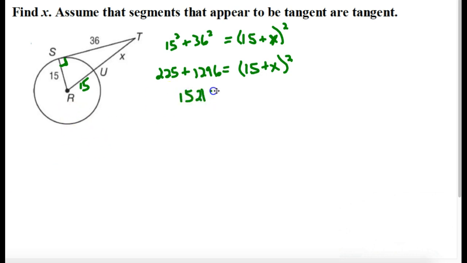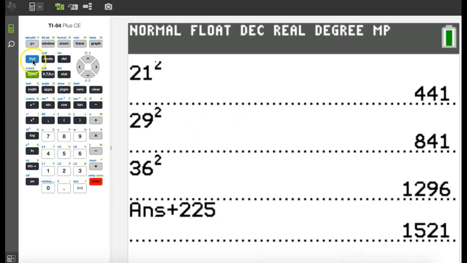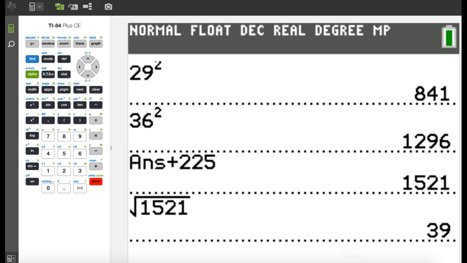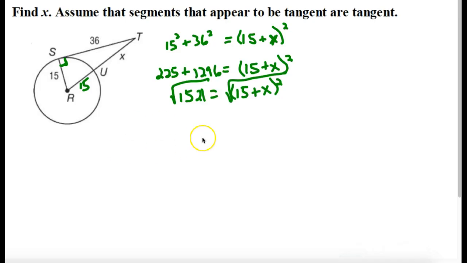So 1521 equals (15 plus x) squared. Now, what I can do here is just take the square root of both sides. As long as I keep my parentheses here, I can take the square root of both sides. So the square root of 1521 is a nice even 39.